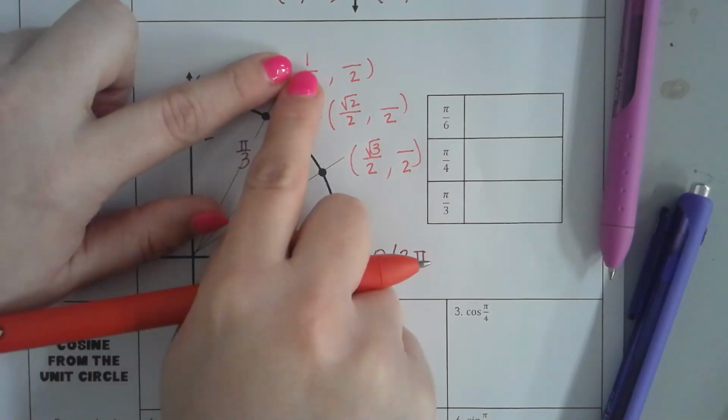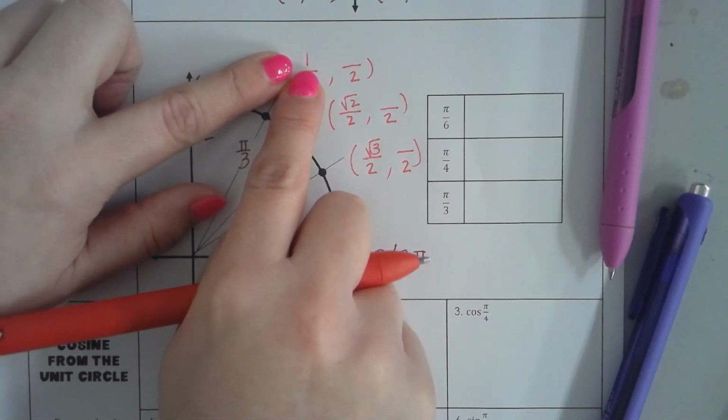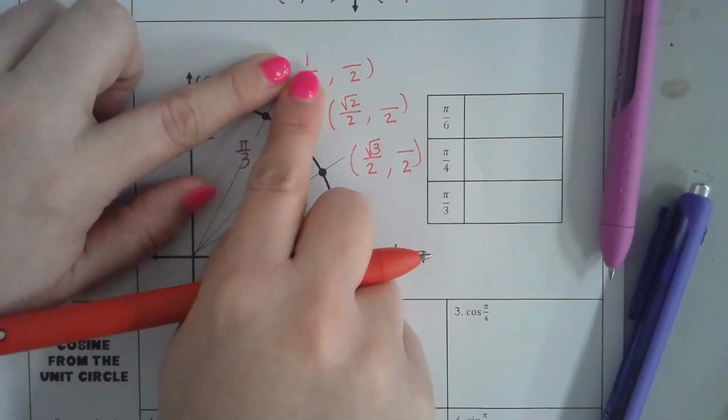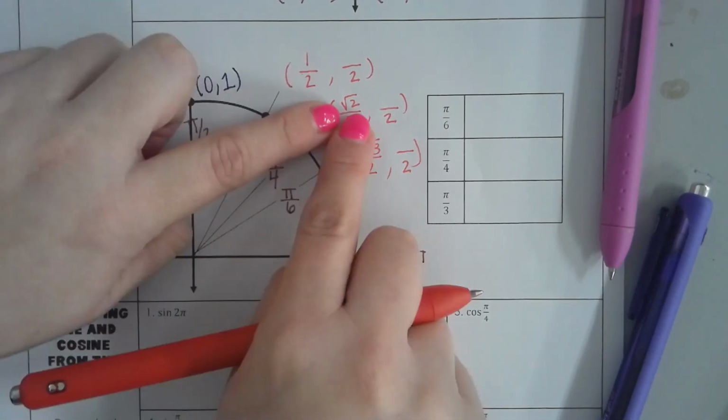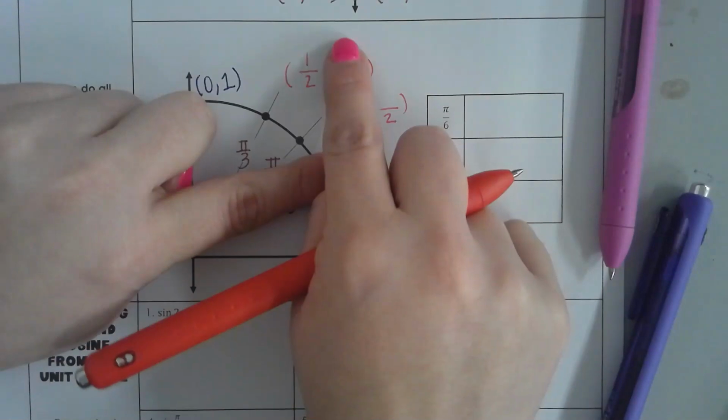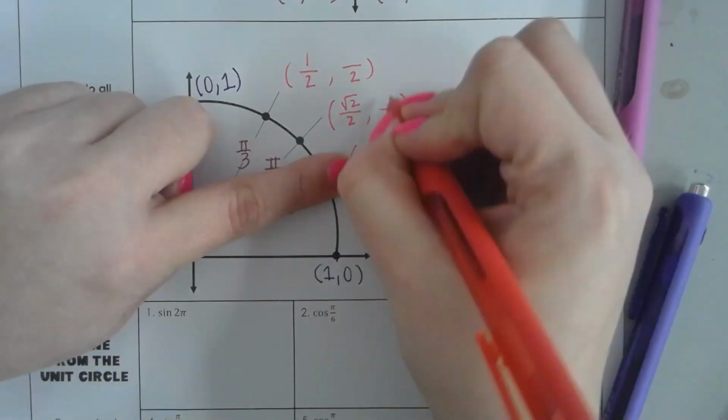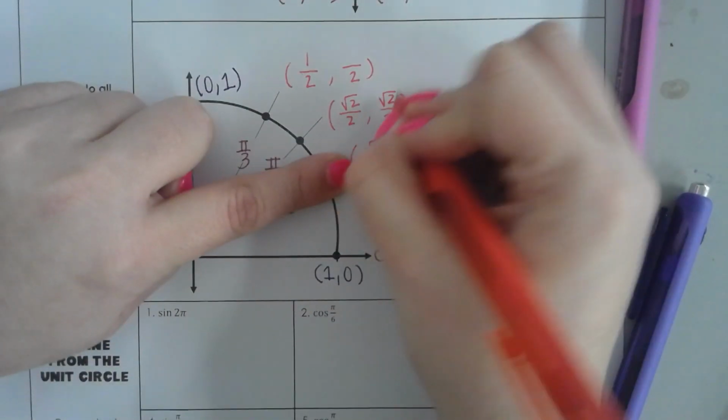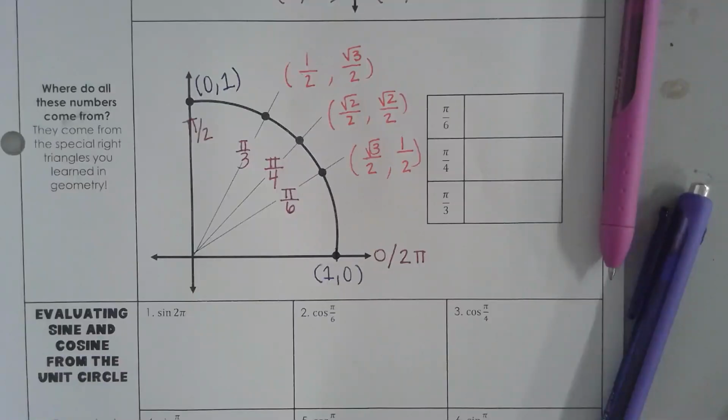I mean, I guess you could say that that one's a square root of 1, because that's still 1, but you don't write that. So 1, square root of 2, square root of 3, and then going up, it goes backwards. Kind of memorize that pattern in this first quadrant. In a minute, we're going to look at how those reflect over. And again, those come from special right triangles.